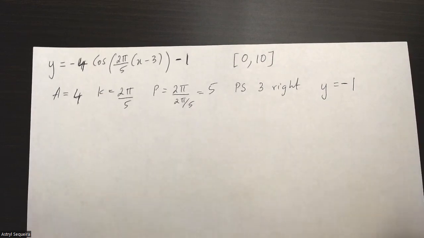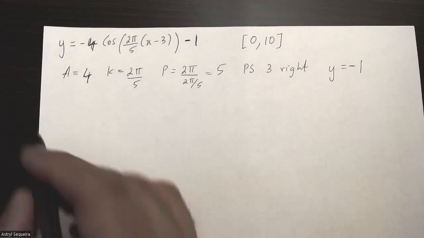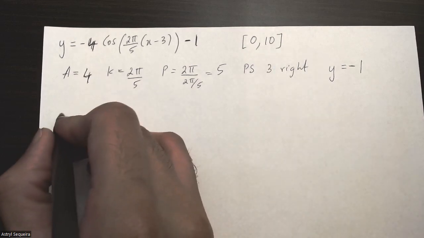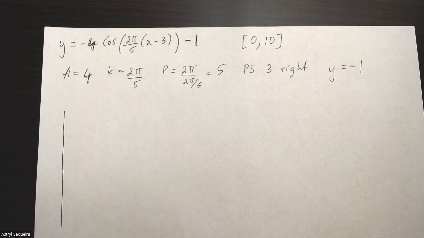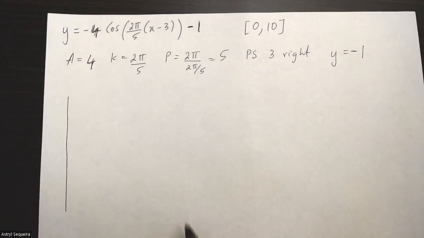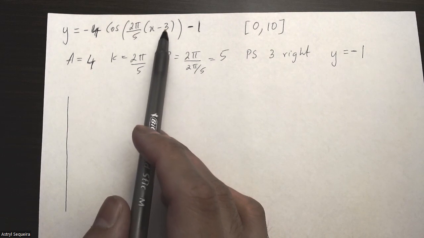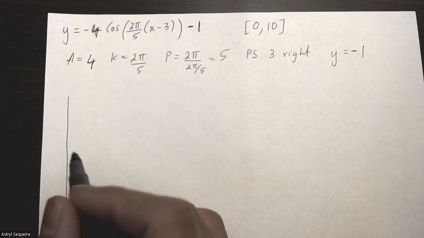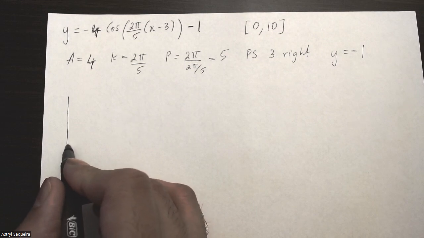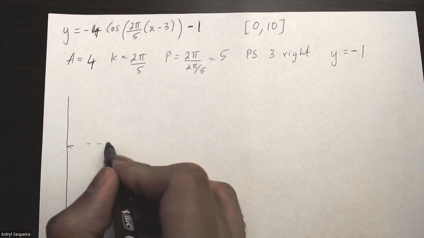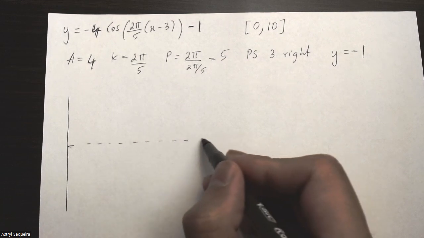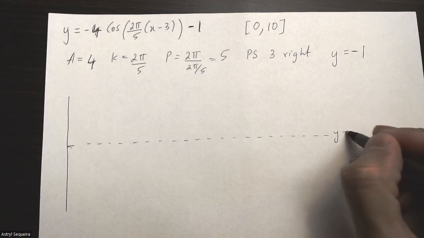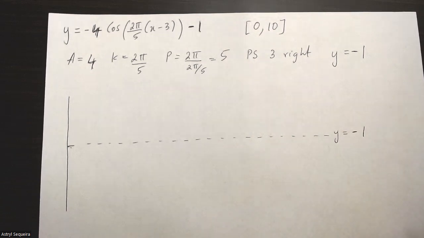With all this information, I can just start my sketch. I always do my y-axis first, and since I'm going from 0 to 10, I don't need the negative x-axis here, so I'll just put the y-axis at this end. I also know it's phase shifted to the right by 3 units, so I don't have to worry about anything phase shifted to the left. Then I'll put the equation of axis in the dead center of my sketch, which is just y equals negative 1.